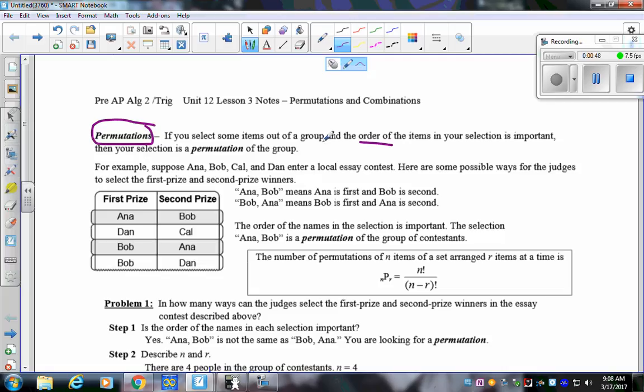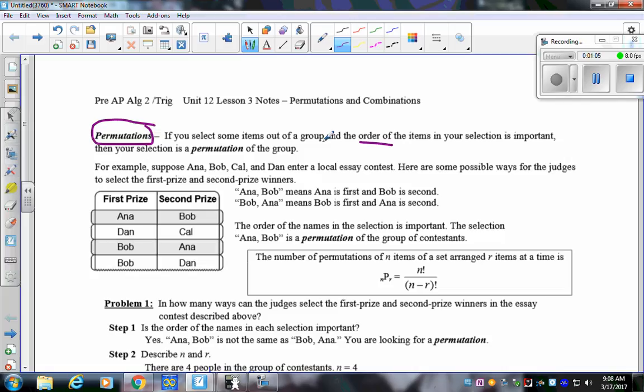Okay, so we have an example. It says we have Anna, Bob, Cal, and Dan, and they're entering a local essay contest. So they can get either first place or second place. Okay, there's two places you can get, and after that, you just, whatever. So in this case, it would be a permutation because order matters.